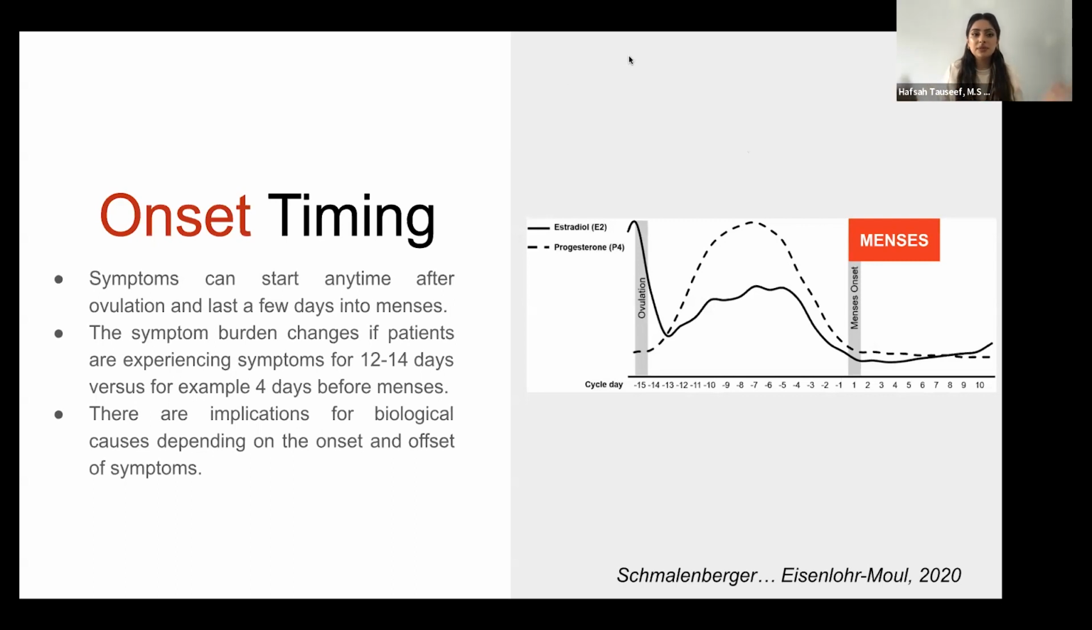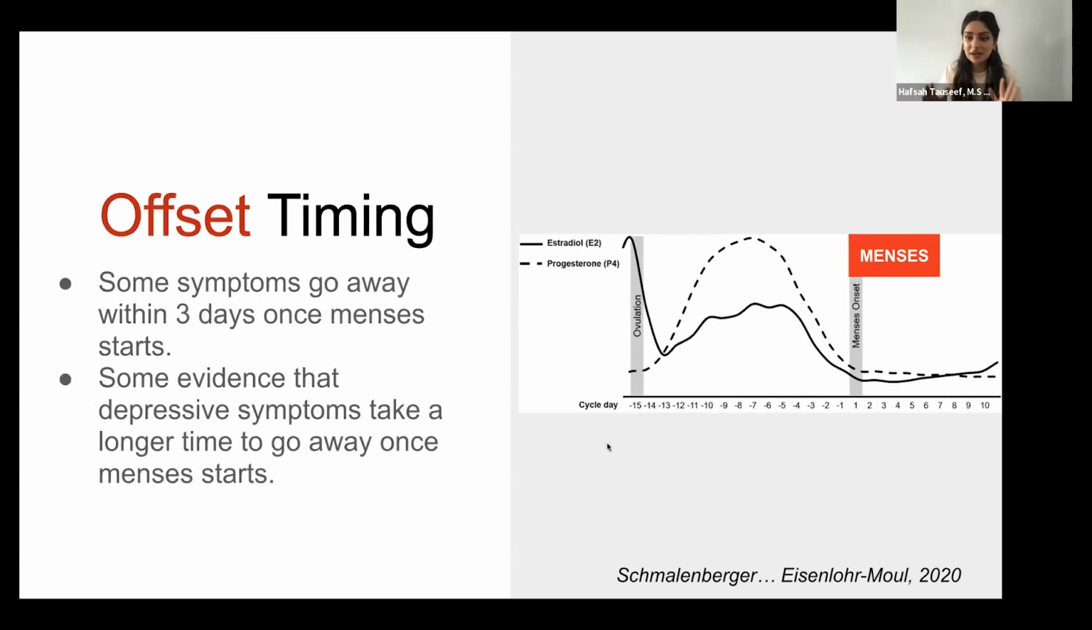Yeah, so when do symptoms start? So you'll hear me say onset of timing. This is really just referring to when do symptoms actually start. So symptoms can start anytime after ovulation and last up to a few days into menses. So what we know is that symptom burden changes if patients are experiencing symptoms for 12 to 14 days, so the entire luteal phase, versus when they're experiencing symptoms just 4 days before the menstrual cycle. And this has a lot of implications for the biological causes of the onset and offset.